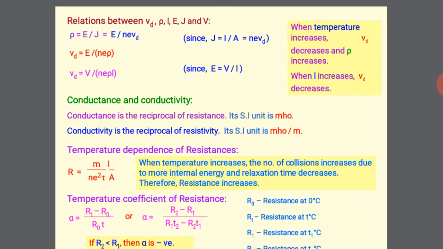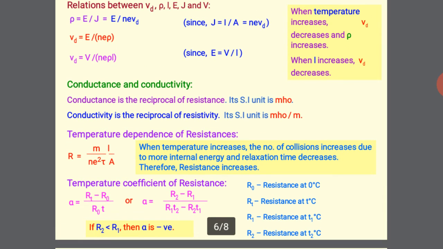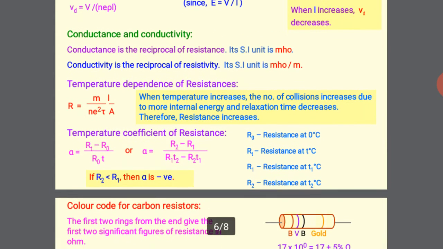Here is another formula, for the temperature coefficient of resistance. Temperature coefficient of resistance means the change in resistance on increasing the temperature by 1 unit. Here is the formula: alpha is equal to R2 minus R1 upon R1 T2 minus R2 T1.